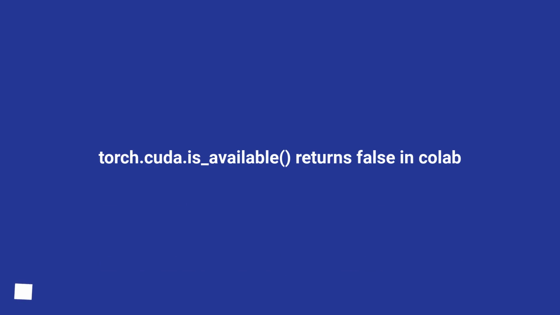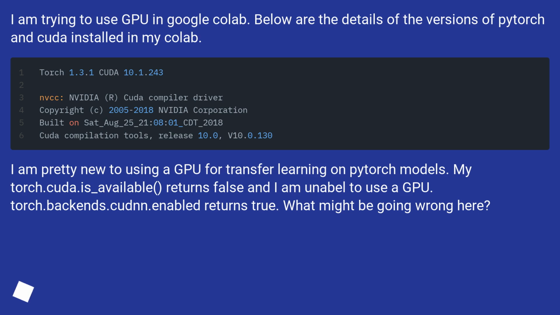torch.cuda.is_available returns false in Colab. I am trying to use GPU in Google Colab. Below are the details of the versions of PyTorch and CUDA installed in my Colab. I am pretty new to using a GPU for transfer learning on PyTorch models. My torch.cuda.is_available returns false and I am unable to use a GPU. torch.backends.cudnn.enabled returns true. What might be going wrong here?